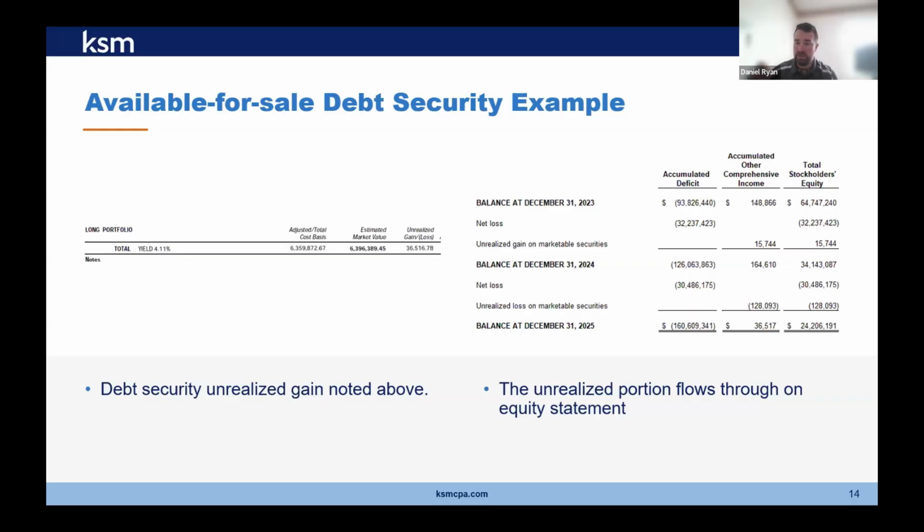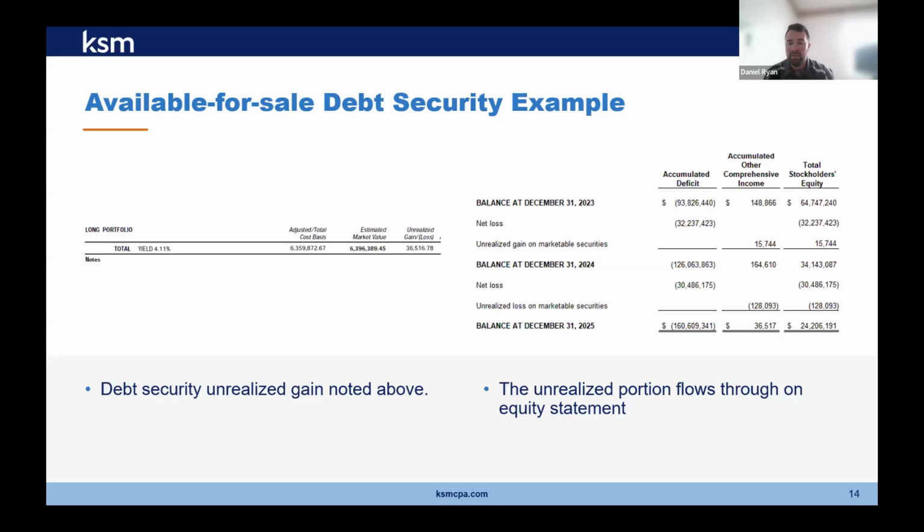Again, it's only the unrealized component of these fixed income securities that flows through to the ending balance on AOCI within the statement of equity. Again, on the statement on the left, we're assuming that all these fixed income securities are classified as available for sale. Any other classifications would not impact AOCI in this nature.